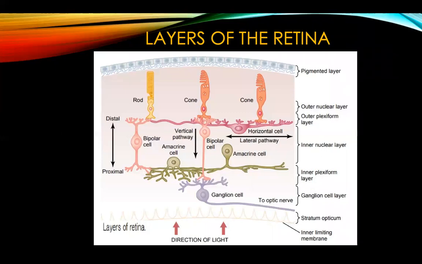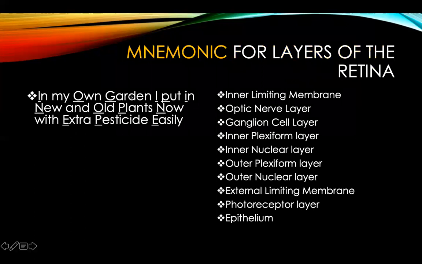These are the layers of the retina. Now for describing these layers, there is a mnemonic: "In my own garden, I put in new and old plants now with extra pesticide easily." That is the inner limiting membrane, optic nerve layer, ganglion cell layer, inner and outer plexiform layer, inner and outer nuclear layer, external limiting membrane, photoreceptor layer, and epithelium.